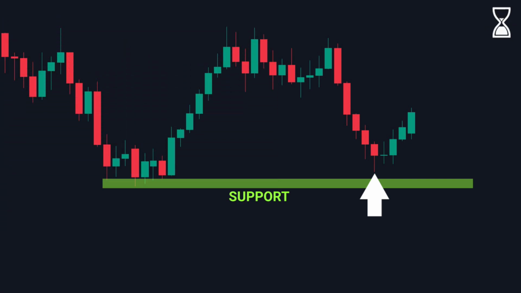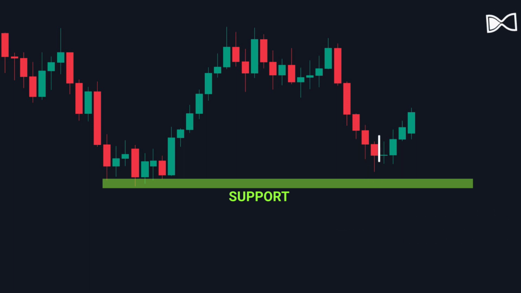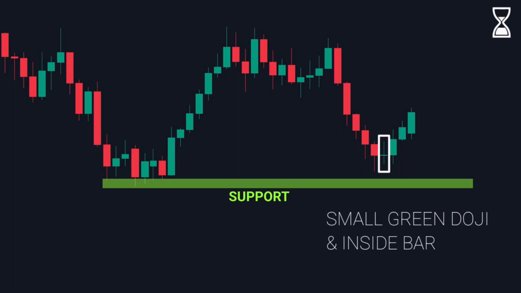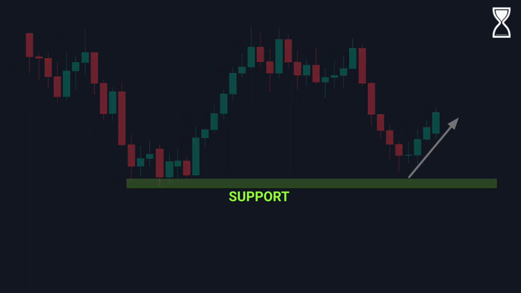Now as price approaches this level of support, look at how the candles behave. As you can see we have a big candle, followed by a smaller candle, followed by an even smaller candle, another smaller candle, and then a smaller long wick candle rejecting support, and then finally an even smaller green candle that is also a doji, and also an inside bar, which is a reversal candle, and this results in a bounce upwards. So I'll show you this again on another pair.